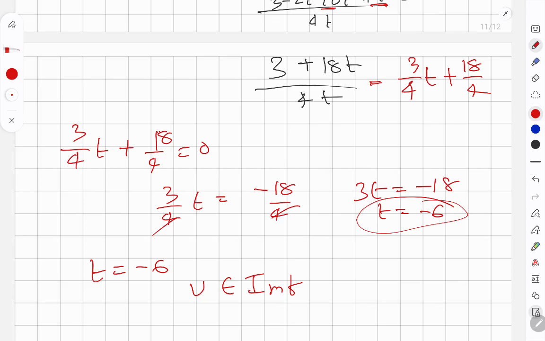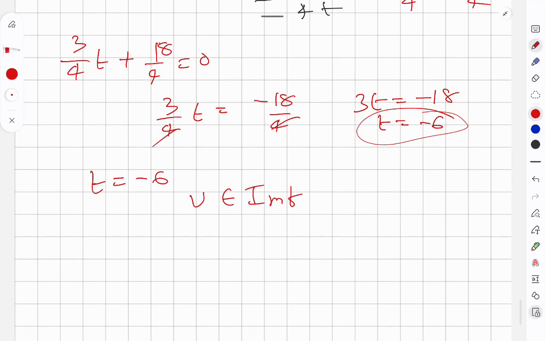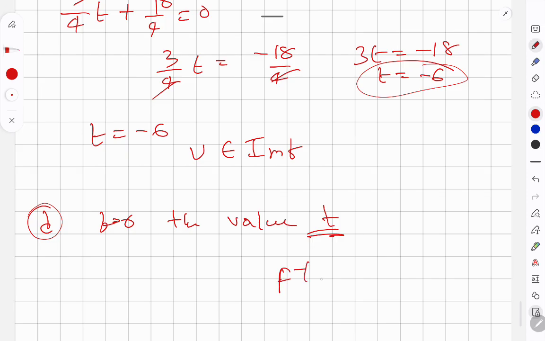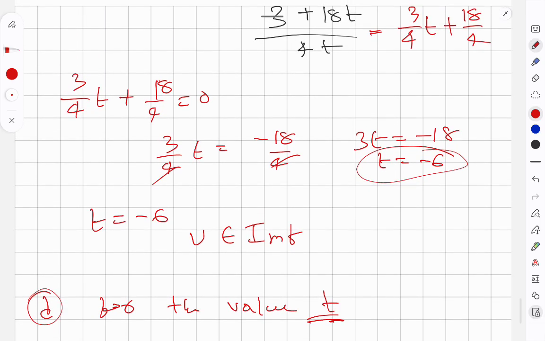That's the third question. The fourth one I think is the same one. Question number D: for the values of t that you found, we got t equal to negative 6, right? Find f inverse of v. It's easy. Now we just need to put minus 6 over here and do the second question.